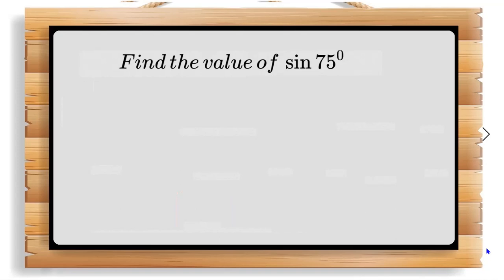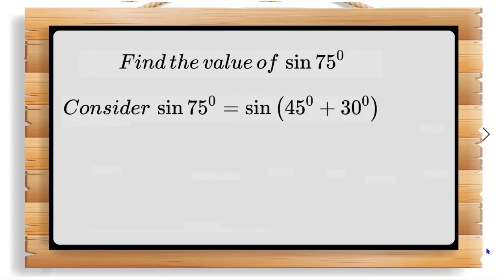Now take this problem. Find the value of sine 75 degree. And to find the value of sine 75 degree, you can split and write 75 degree like this. Sine 75 degree, which is equal to sine 45 degree plus 30 degree. We can express 75 degree as sum of two standard angles. And you can apply the formula now.